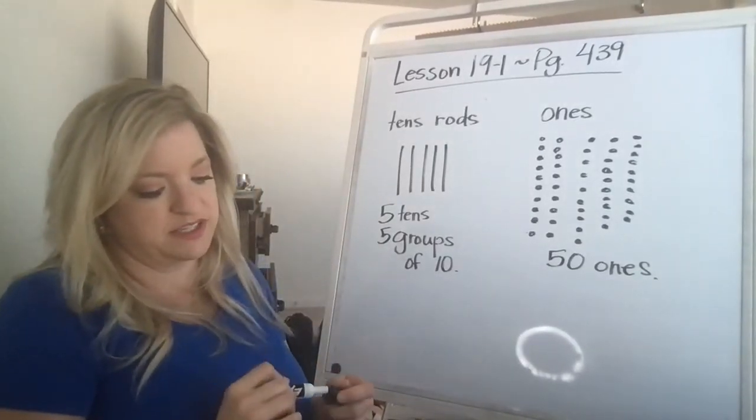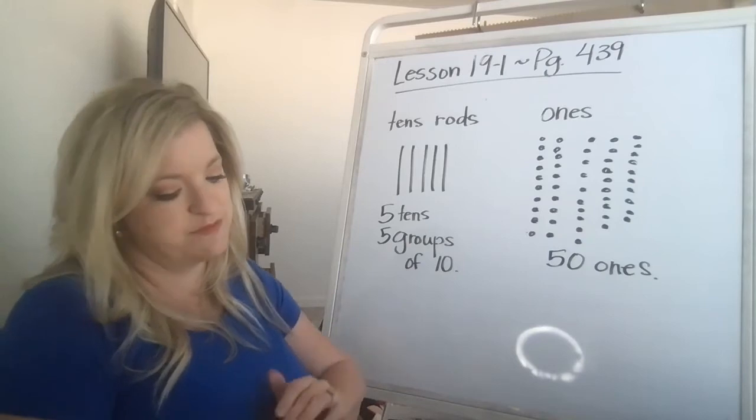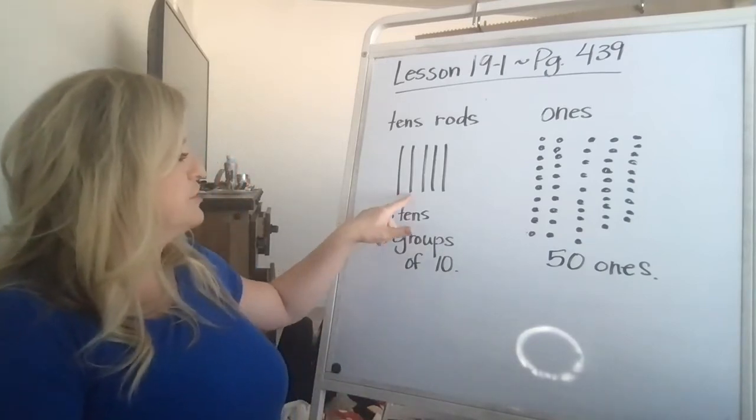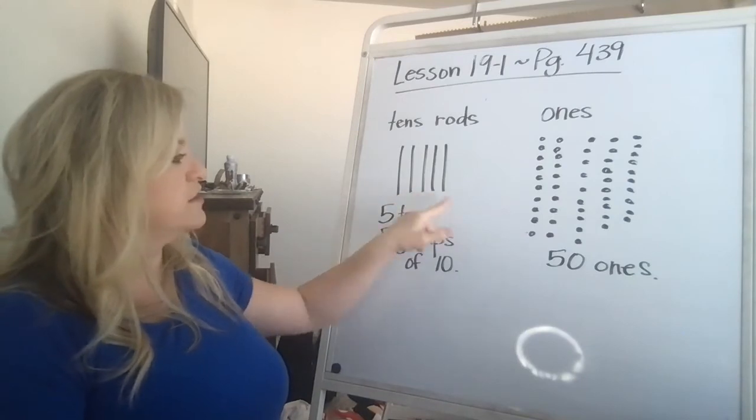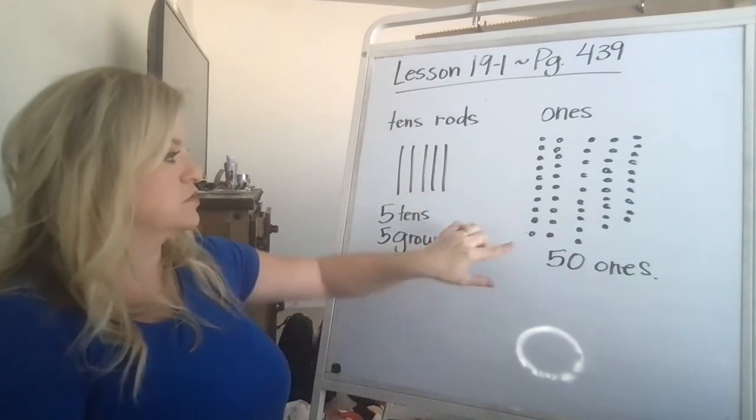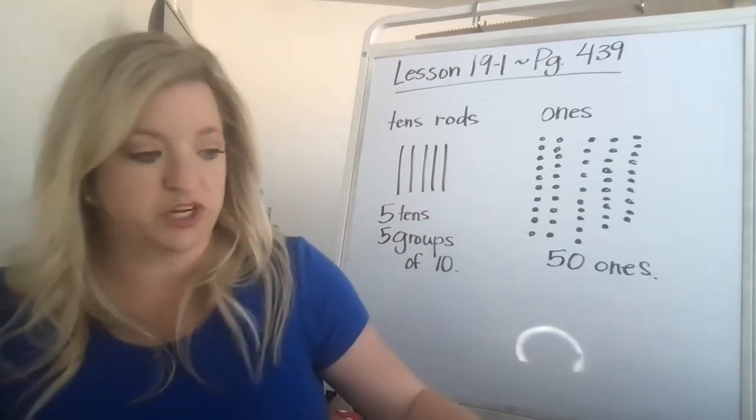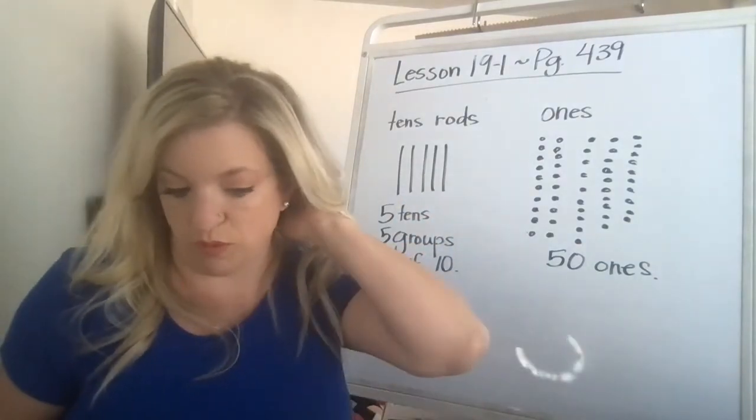Now it says discuss it. 5 tens is the same as 50 ones because within each of these groups of 10, there are 10 ones. So these are all hiding in each one of those sticks. Now the green page is the next page, it's 441.